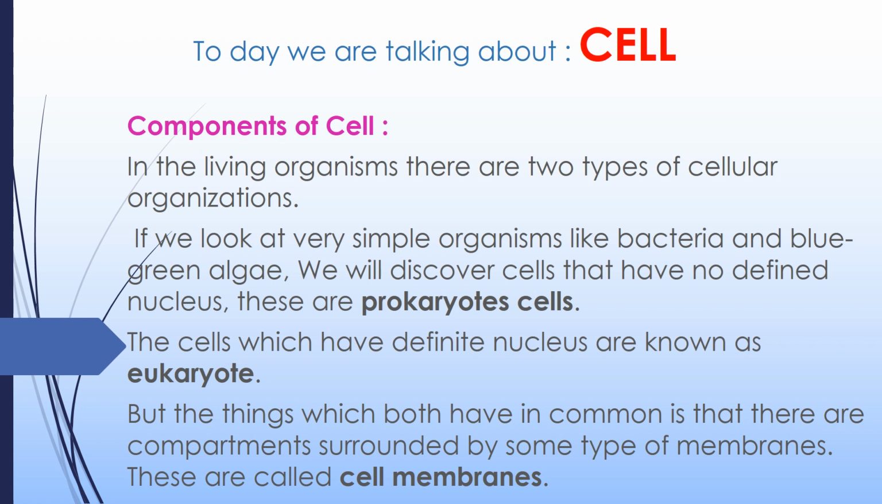Today we are talking about cells. Components of cell. In living organisms there are two types of cellular organizations. If we look at very simple organisms like bacteria and blue-green algae, we will discover cells that have no defined nucleus. These are prokaryote cells. The cells which have a definite nucleus are known as eukaryote. But the thing which both have in common is that there are compartments surrounded by some type of membranes. These are called cell membranes.